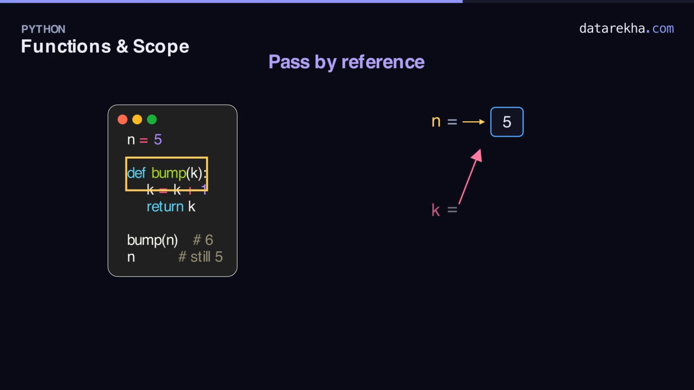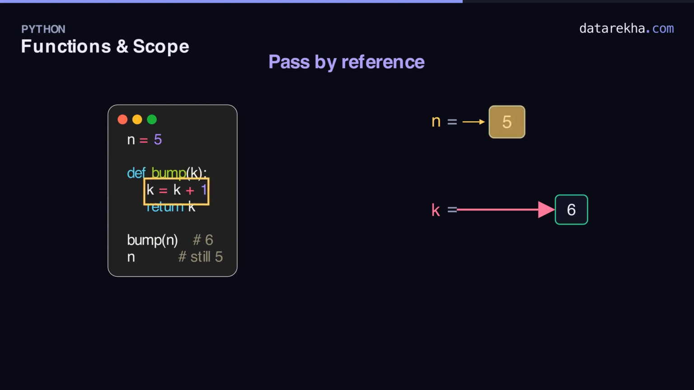Call bump of n. The parameter k starts out pointing at the very same 5. But inside, k = k + 1 rebinds k to a fresh 6, a different object. The original 5 never changed. An integer is immutable. You cannot alter it, only point elsewhere. So n outside is still 5. Rebinding a parameter is invisible to the caller.